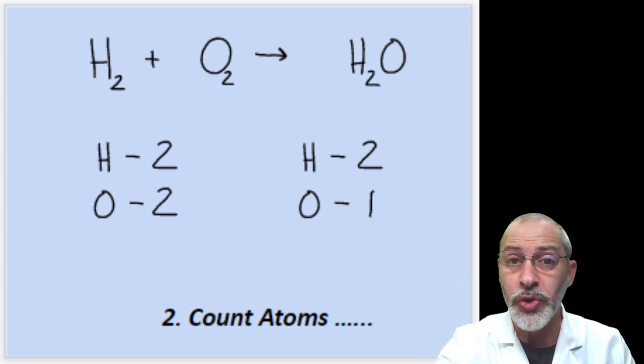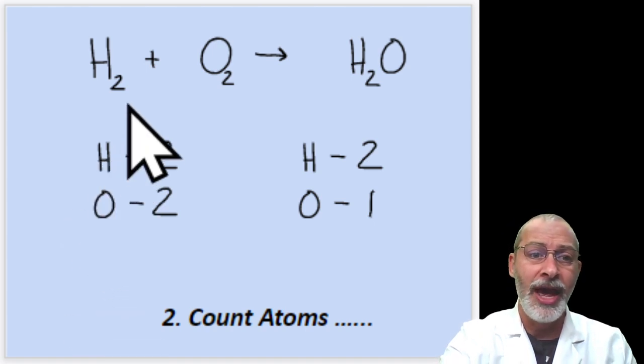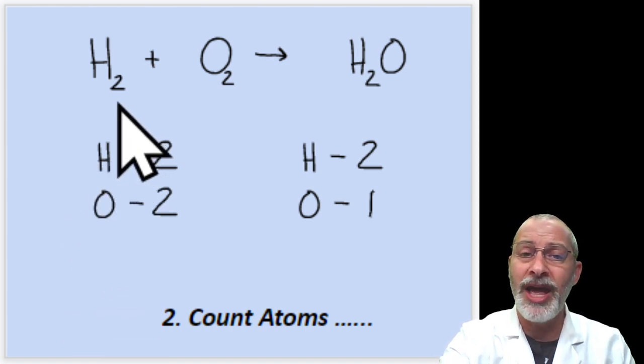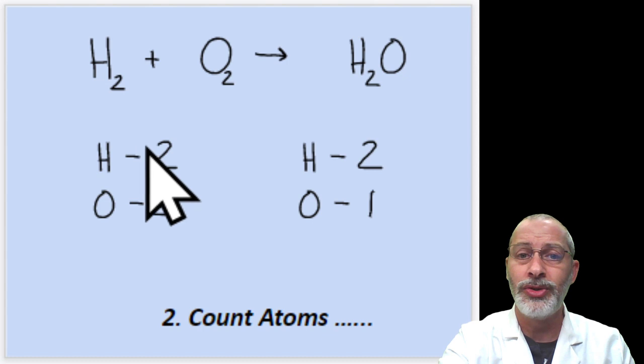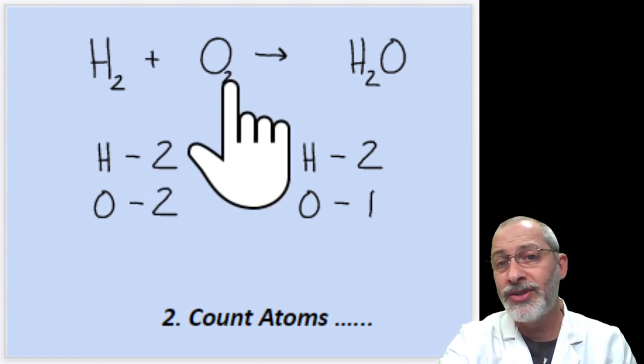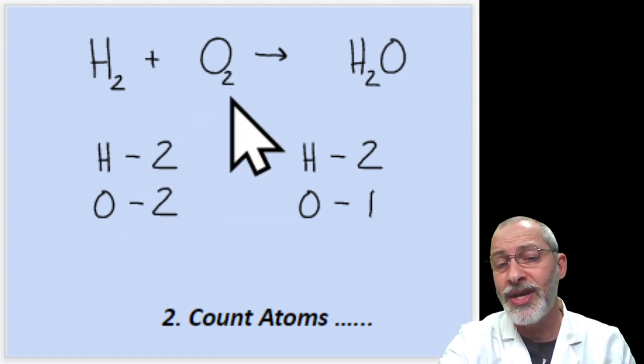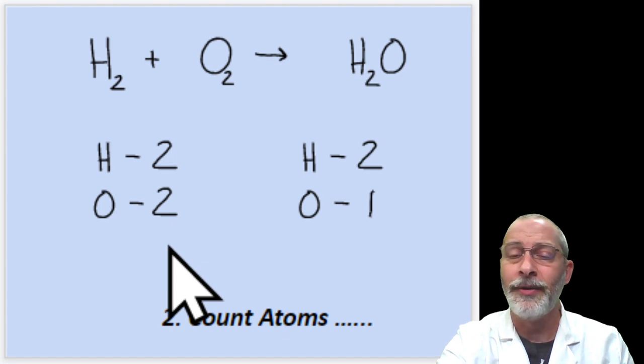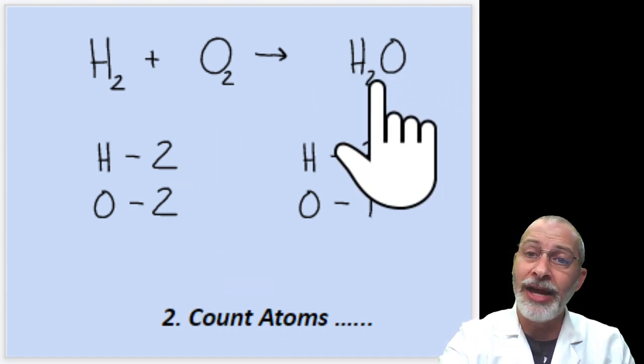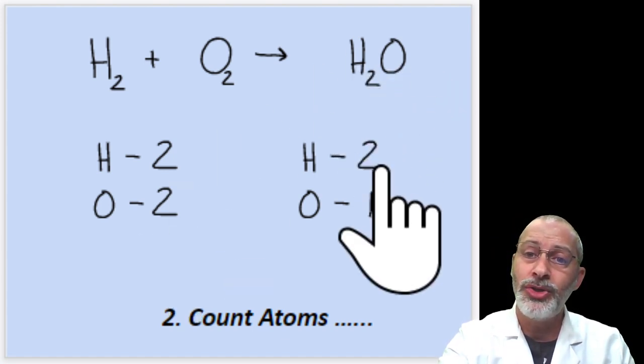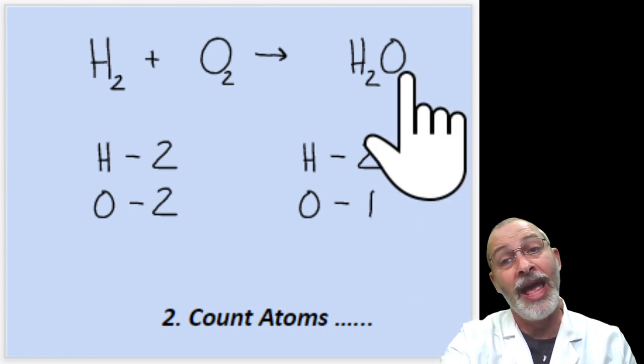So again, use the subscripts to help you. How many hydrogens do we have in the reactant side? 2. So we write that down. How many oxygens in the reactant side? 2. So we write it down. How many hydrogens do we have in the products? 2. Write it down. And how many oxygens do we have in the products?